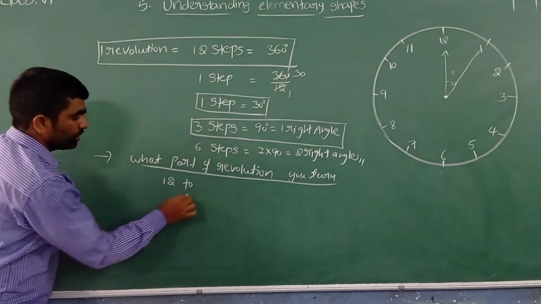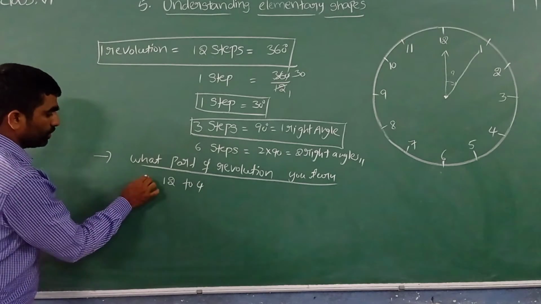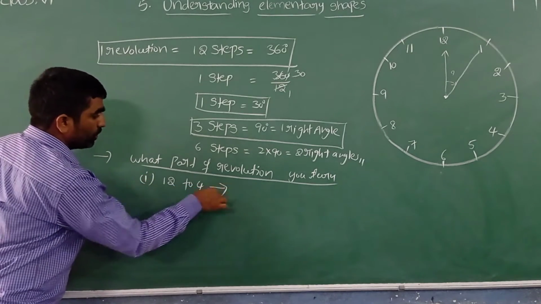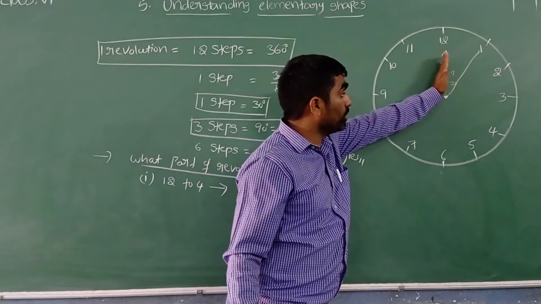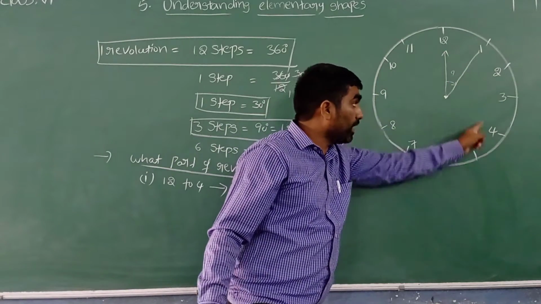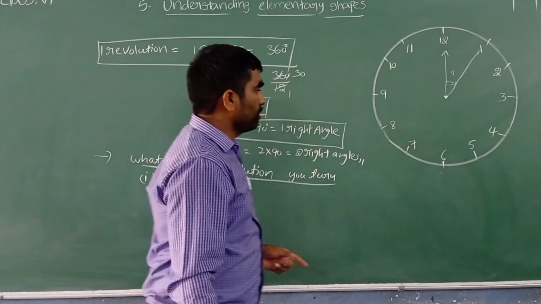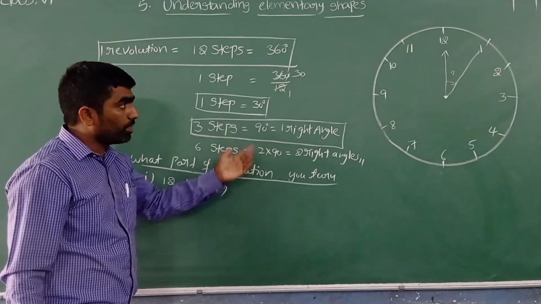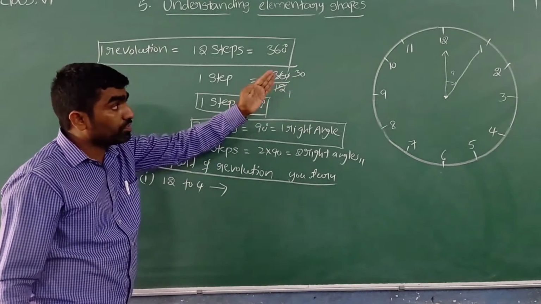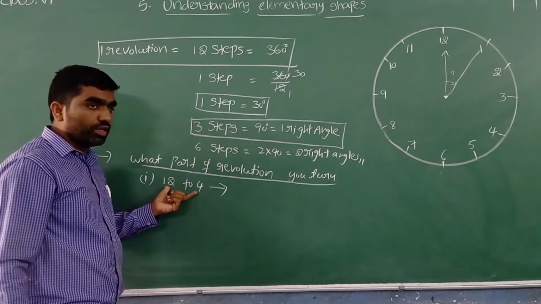Suppose I turn from 12 to 4. If you turn from 12 to 4, they are asking what part of a revolution you completed. See, a revolution is a total of how many steps? 12. Out of 12 steps, how many steps did he cover?